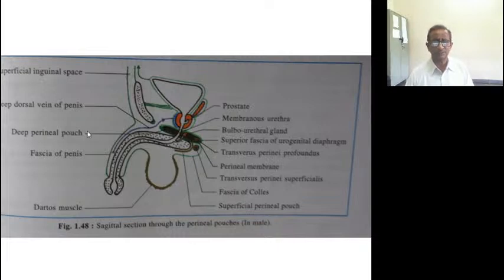And here we have to see that the perineal membrane, which is separating the deep perineal pouch from the superficial perineal pouch, is splitting at the posterior side, and one part is encircling the deep transverse perineal muscle and reaching the superior fascia of the urogenital diaphragm, and the other is encircling the superficial transverse perineal muscle and joining the fascia colles. So by joining the fascia colles, this superficial perineal pouch is continuous with the space between the fascia colles and dartos muscle in the scrotum as well as in the penis, and then it is continuous with the superficial inguinal space and of course the space in the anterior abdominal wall till it reaches the axilla.